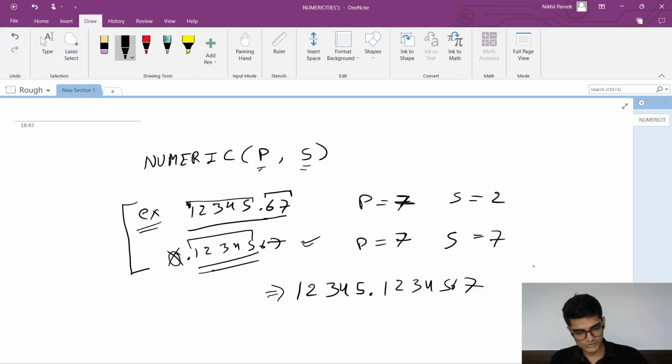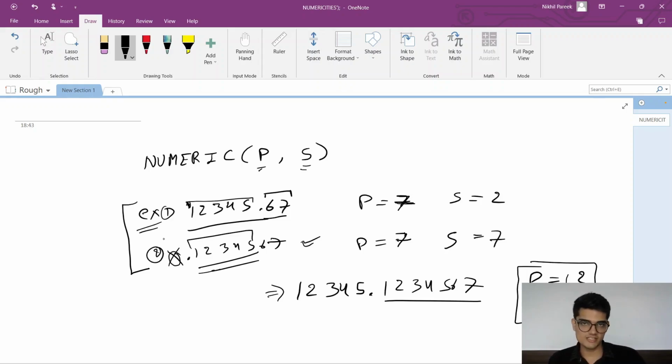For this value the precision will be 7 plus 5, which is 12. So the precision will be 12 for this value, and the scale will be 7, because the number of digits after the decimal point is 7. So with precision equal to 12 and scale equal to 7, we can store both example 1 and example 2 without any issue.